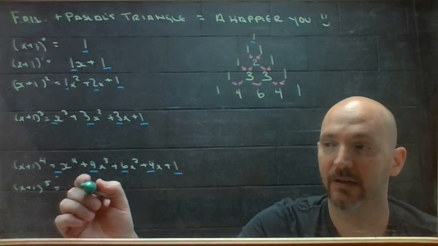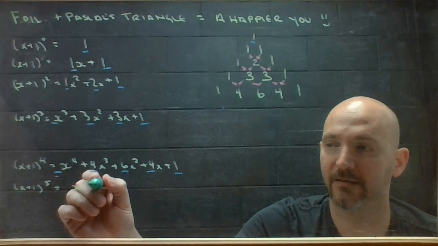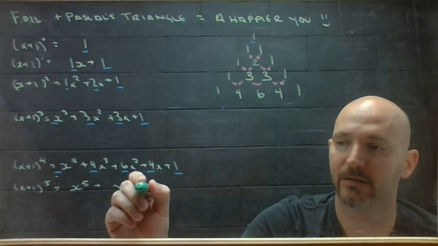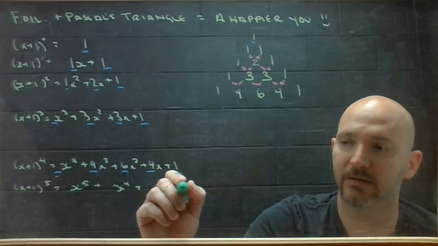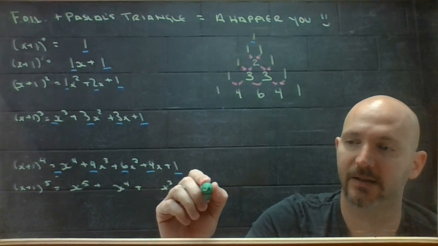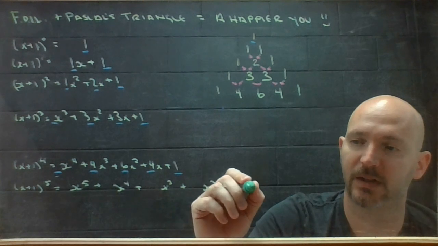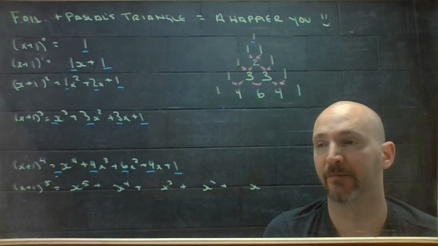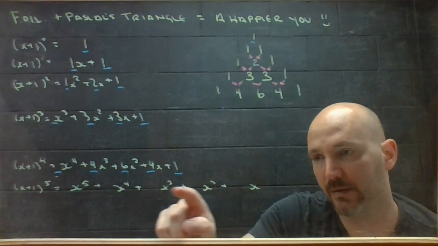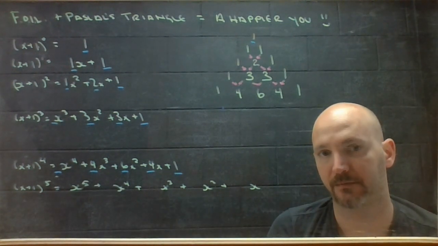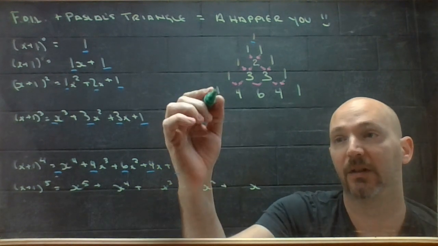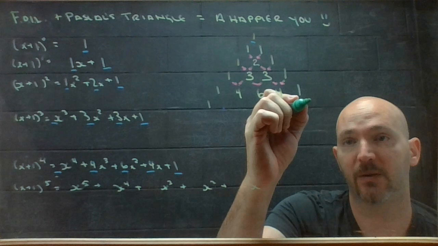So this one is going to have an x to the 5, an x to the 4, an x to the 3, an x to the 2, an x, and then just a number. It has to do that by the pattern. The only thing I don't know is what these numbers are. But if I have Pascal's triangle already built, I can start with a 1, end with a 1.